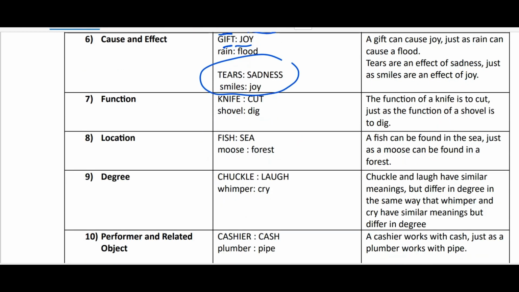Function, okay. For example, what's the function of a knife? The function of a knife is to cut. So a knife is used to cut, like a shovel is used to dig. Number 8, location, for example.